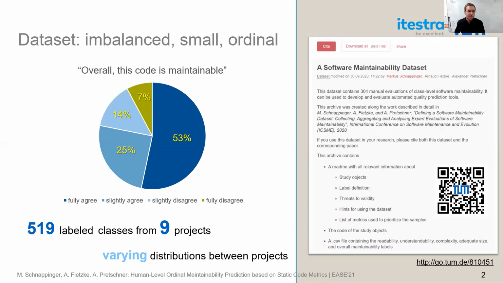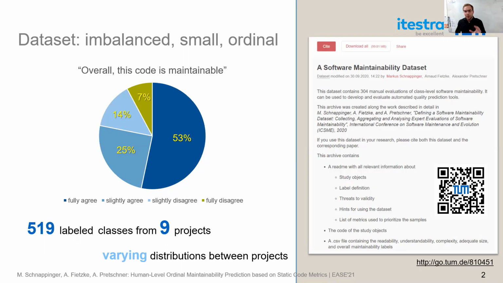Unfortunately, as you can see from the pie chart, the data is quite imbalanced. There are just a few data points that are considered hard to maintain or very hard to maintain, and the majority is believed to be easy to maintain or very, very easy. So this poses a challenge for machine learning, and also 519 data points are not that much, but the dataset is still way larger than other comparable datasets, like, for example, the Lee and Henry dataset from 1993.